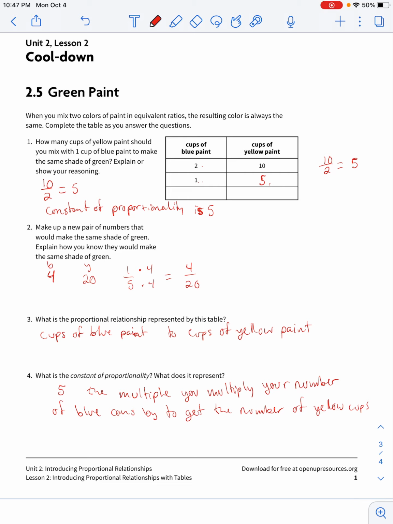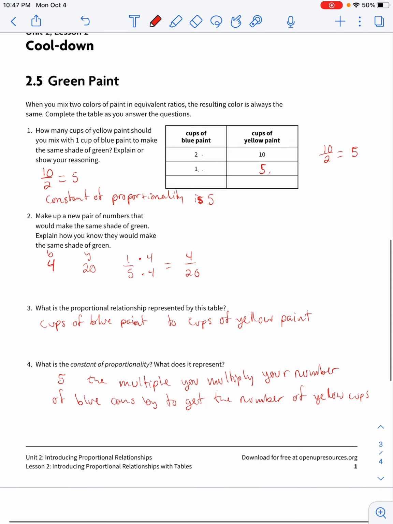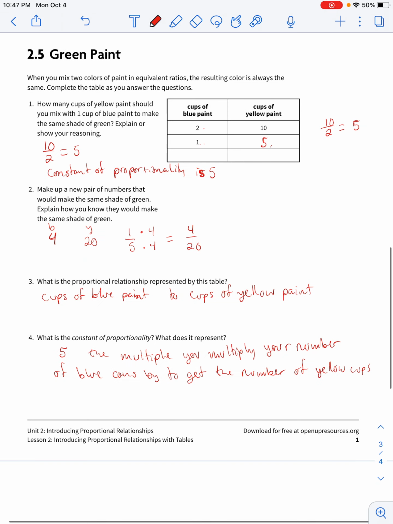Okay, it just says to make another ratio of paint. So I said, well, we'll use 4 blue cups. So then you'll need 20 yellow cups, because 4 times 5 is 20, right? The ratio would be 1/5. If you times 1 by 4, you get 4. You have to times the bottom by 4 as well to get 20 to keep those ratios equivalent, or keep them proportional.